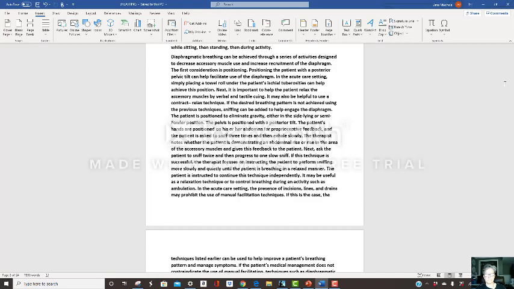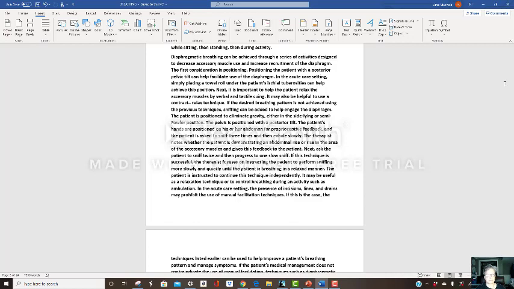Next, it is important to help the patient relax the accessory muscles by verbal and tactile cueing. It may also be helpful to use the contract-relax technique. If the desired breathing pattern is not achieved using the previous techniques, sniffing can be added to help engage the diaphragm. The patient is positioned to eliminate gravity, either in the side-lying or semi-Fowler position.